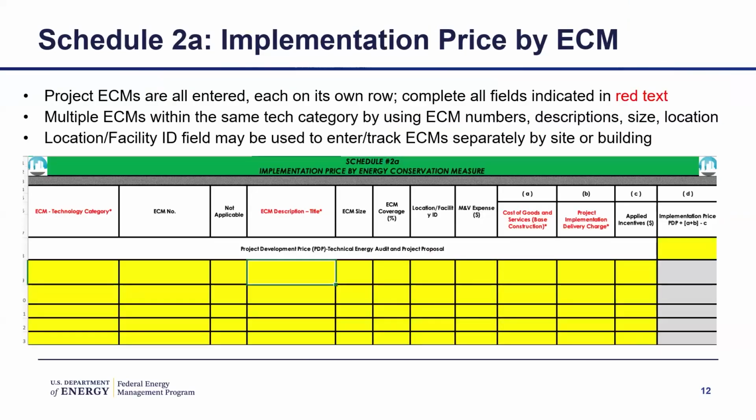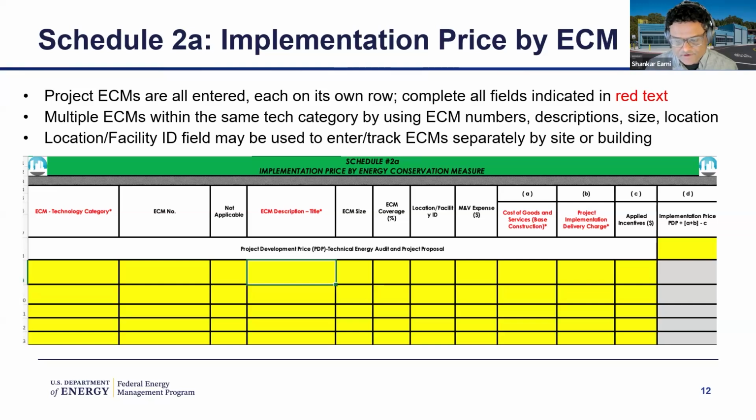So we ask for a technology category. We categorize the technologies or ECMs into 20 different categories. So you select the category, which is a required field, and specify the ECM number in the description, and then the cost of goods and services, which is basically your hard costs associated with the project, the subcontractor costs, your costs. And then there is the project implementation delivery charge.